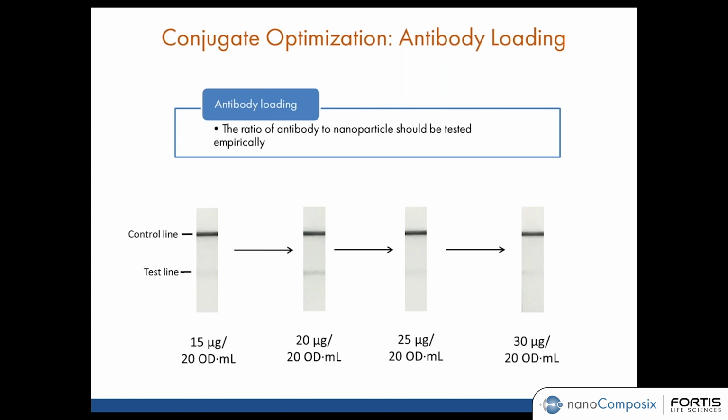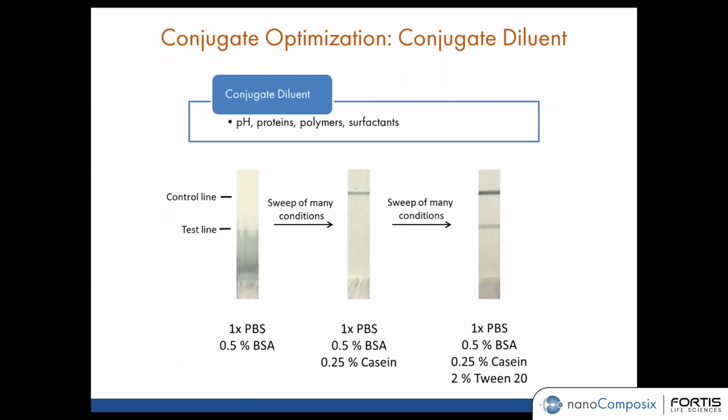For both passive and covalent methods, the ratio of antibody to nanoparticle should be tested empirically. For passive conjugations, you are really limited to the antibody loading that results in colloidal stability. The strips you see here were prepared with particles at the same volume and OD with varying amounts of antibody. Each test was run with the same positive sample. In this screen, 20 micrograms per 20 OD mil antibody loading gave rise to the strongest positive signal intensity, while higher and lower antibody loadings both decreased sensitivity. In many cases, suboptimal antibody loading can also lead to nonspecific binding at the test line.